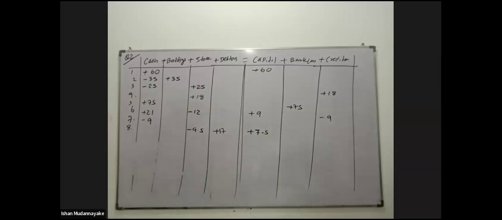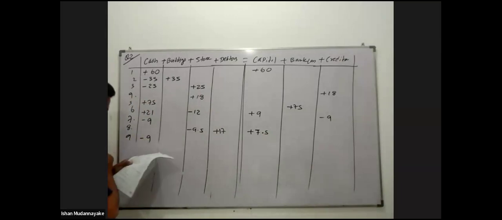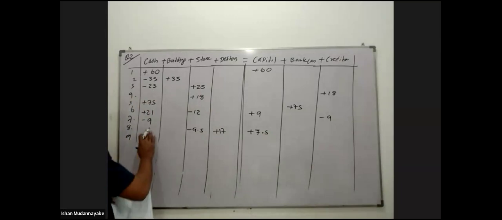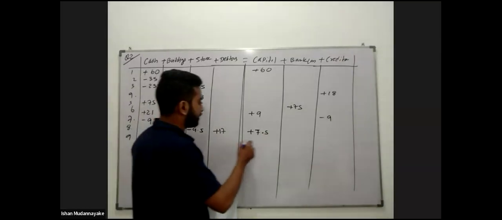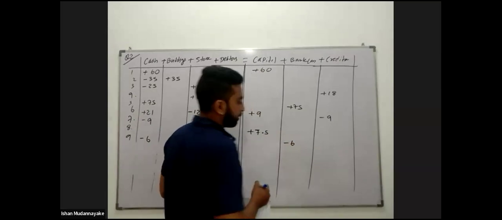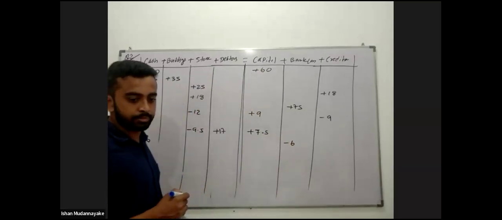Right, look at the next transaction. Transaction number 9. Cash paid to settle part of bank loan amounted to 6,000. How to record? Sorry, 6,000. Cash minus 6,000. Bank loan liability minus 6,000.